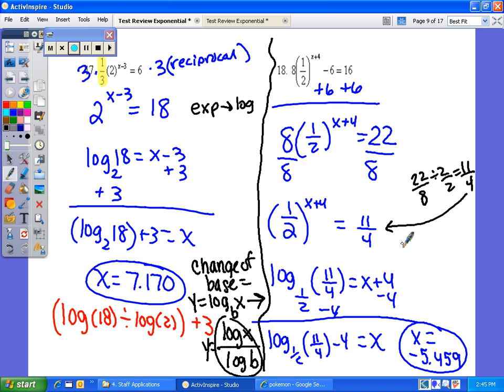For this section now, you're going to have to do exponential to log. So it'll be log base 1/2, so notice the bases stay the same. And you switch places with 11 over 4 and x plus 4. Minus 4 on both sides. And put it in your calculator using change of base. So you're going to put log of 11 over 4 divided by log of 1/2 and then minus 4. And that's how you'll get this answer here.